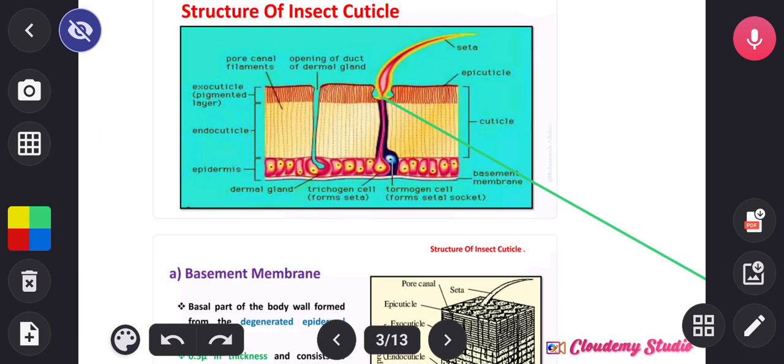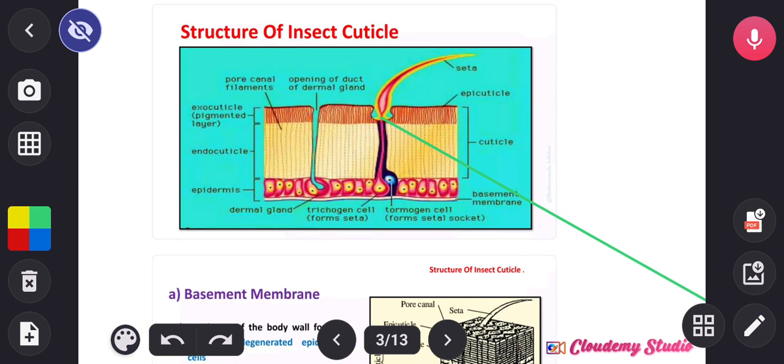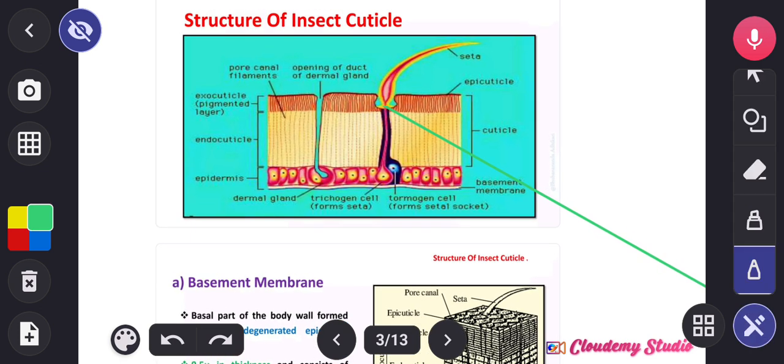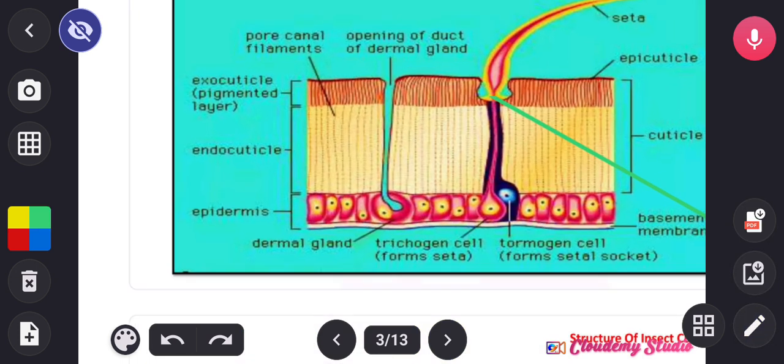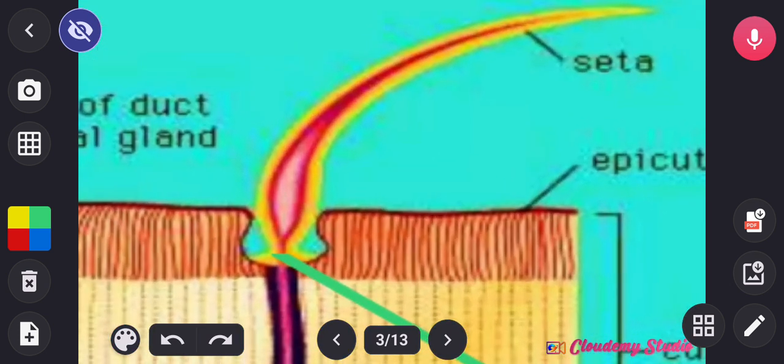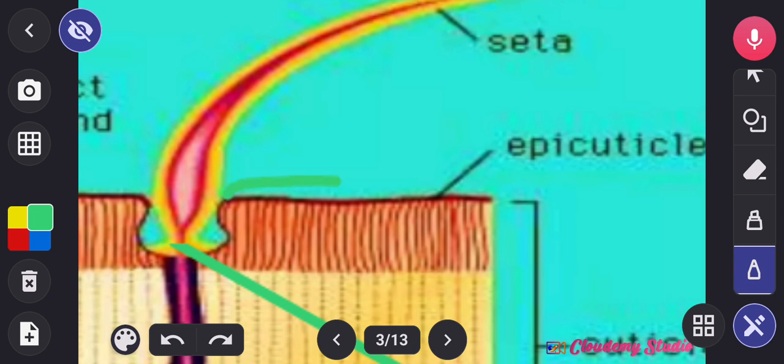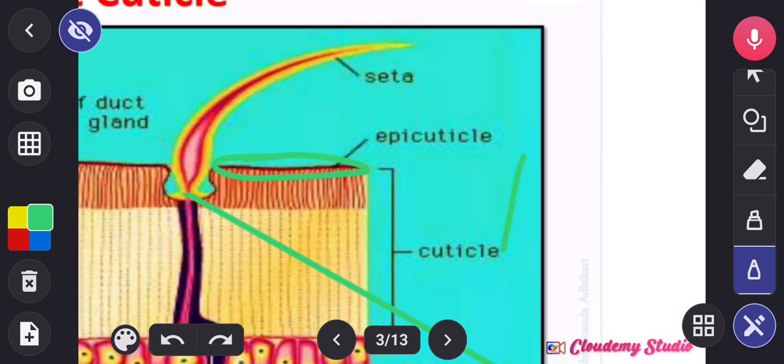Now let us talk about the structure of an insect cuticle. As you can see here, this is the structure we have already mentioned before: the epicuticle and the procuticle. If you look carefully, you will see that the epicuticle is a very thin layer, while the procuticle is very thick.